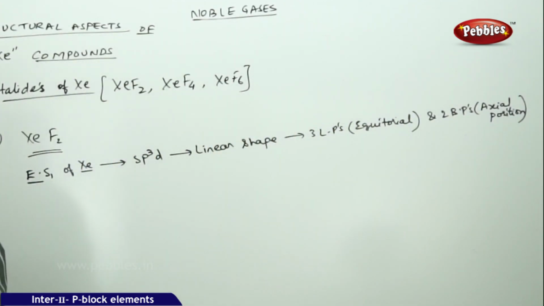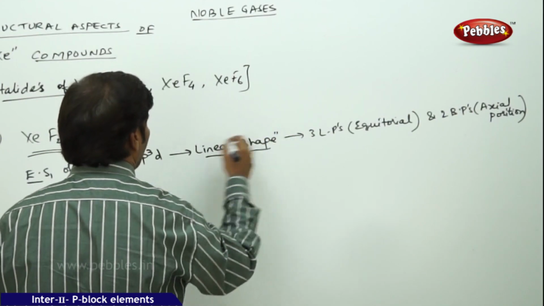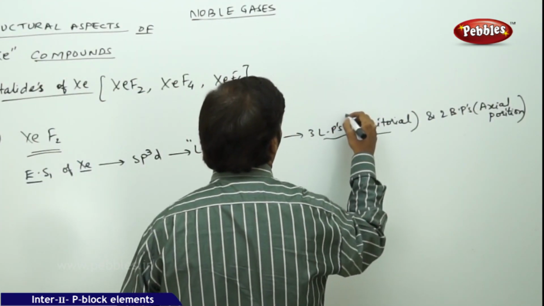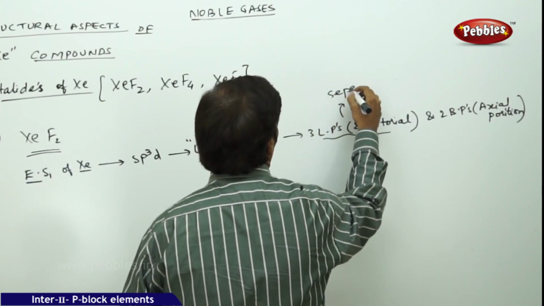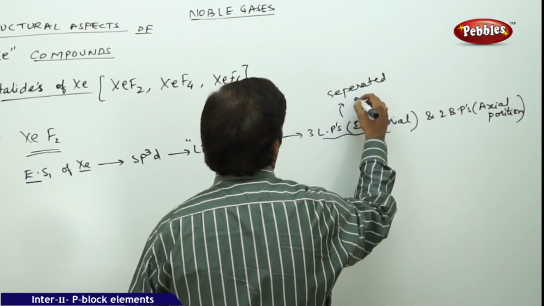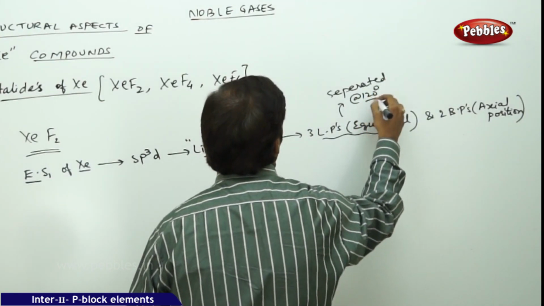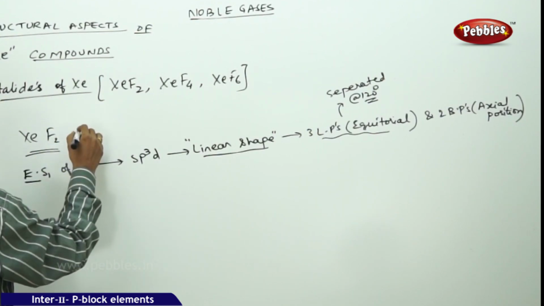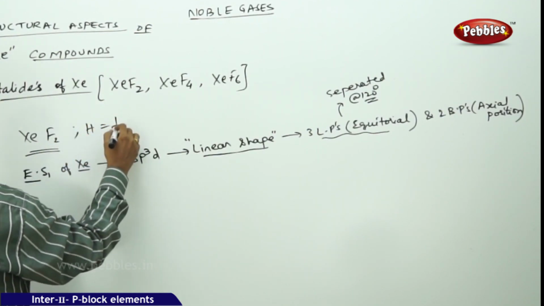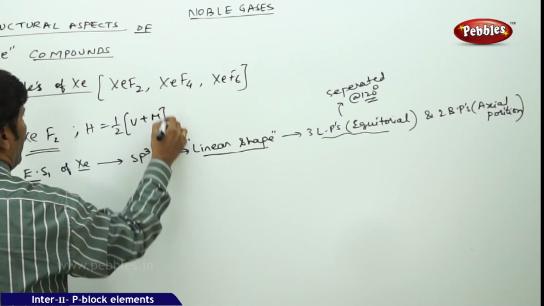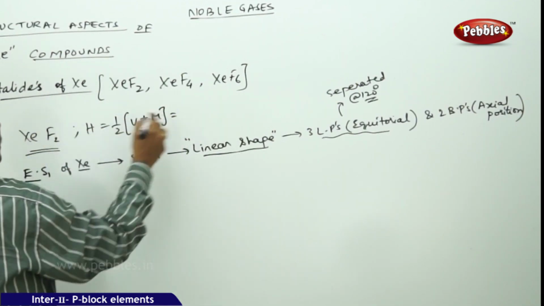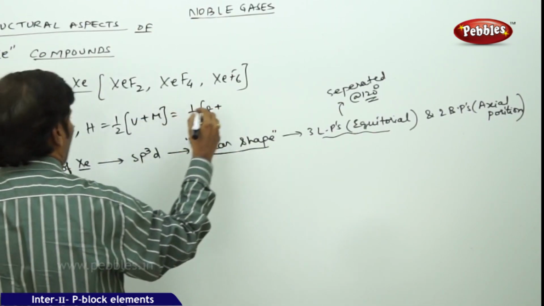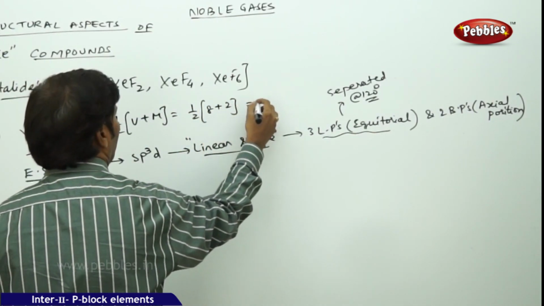Overall we are calling this a linear shape. It is a linear shape because the three lone pairs at the equatorial position are separated by 120 degrees. And if you calculate the hybridization value also, H is equal to half of V plus M. For xenon the number of valence electrons is 8, and for fluorine the number of monovalent atoms is 2. So the H value is 5.